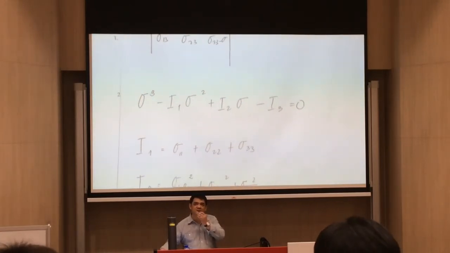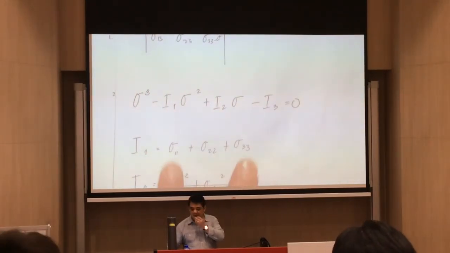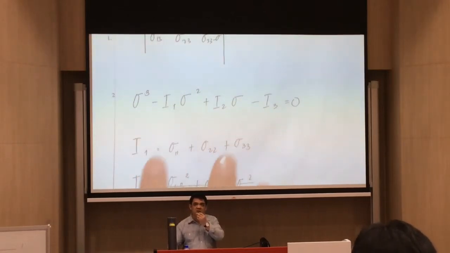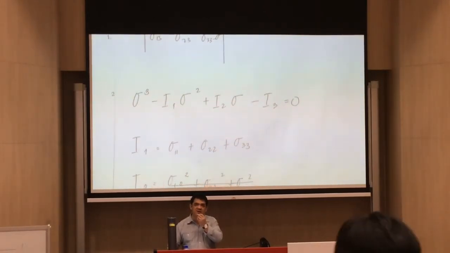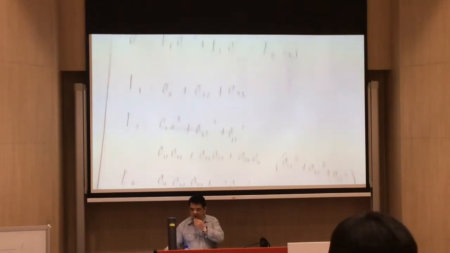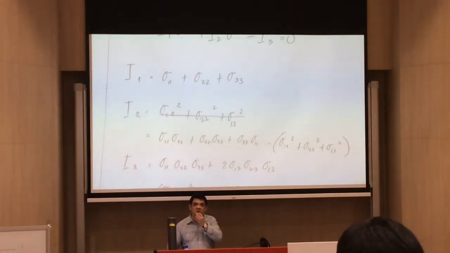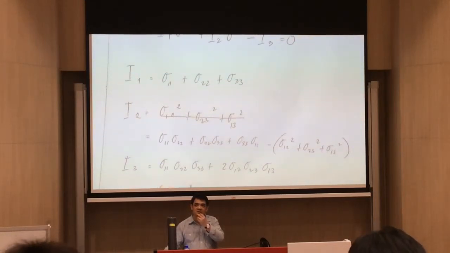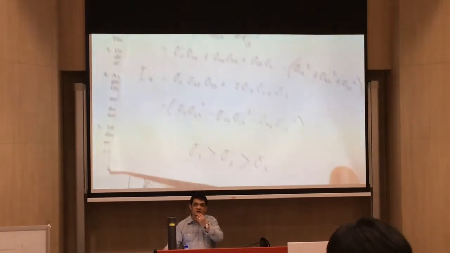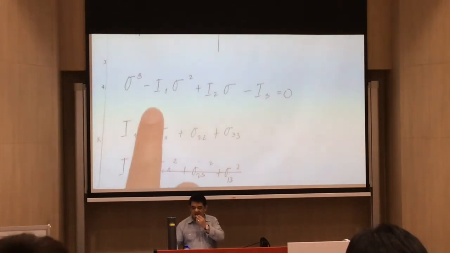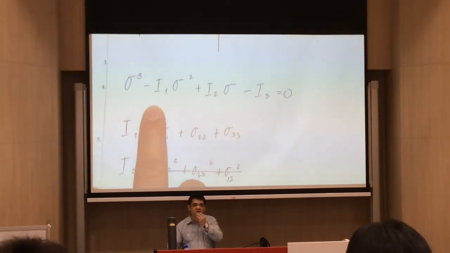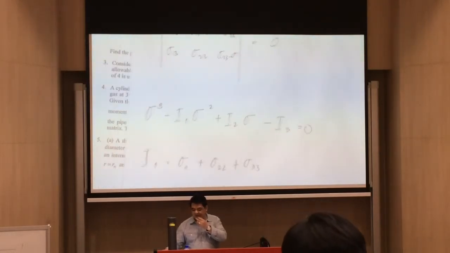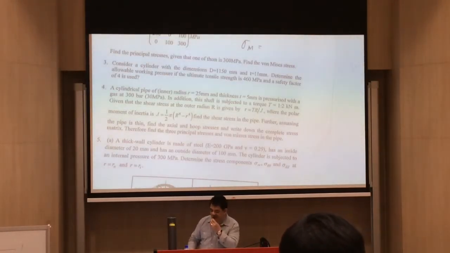Anyway, the solution is very straightforward. You know that this will always end up to be a cubic equation. The equations for your invariants I1, I2 are already given, so you can solve for them. Then just put it into this cubic equation and take the roots. The maximum value will be your principal stress. Your first principal, that is.